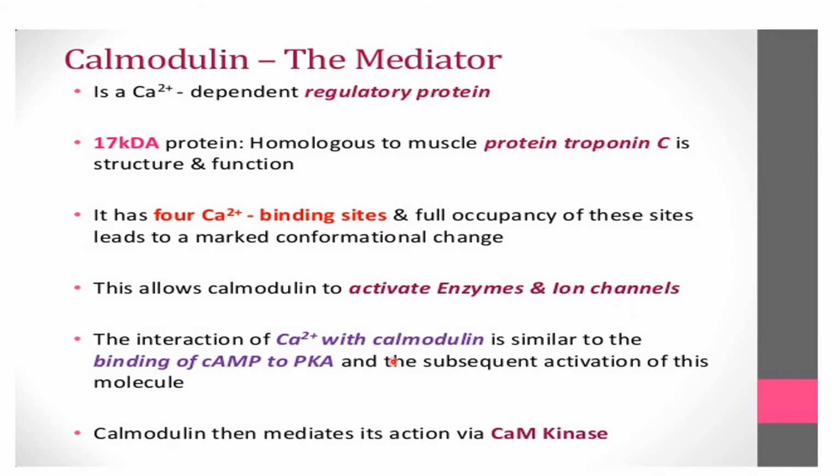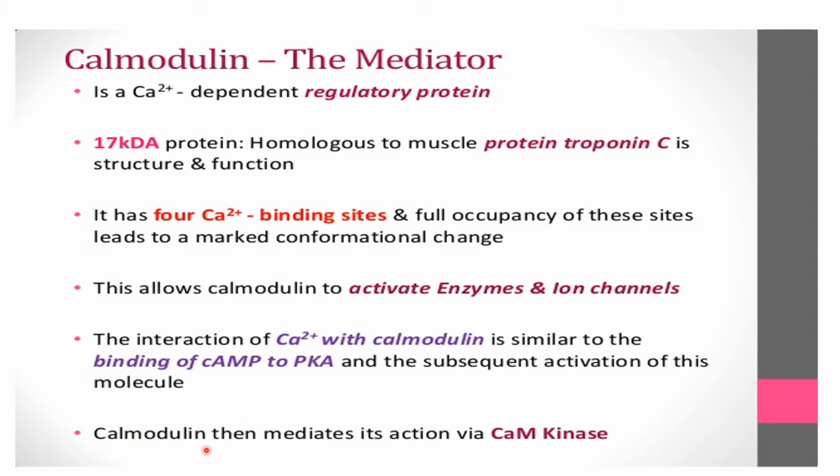The interaction of calcium with calmodulin is similar to the binding of cyclic AMP to protein kinase. In the same signaling as in cyclic AMP, which we had explained, after cyclic AMP production it binds to protein kinase A, and with the 4 binding sites it forms the specific conformational change and then activates further molecules. Likewise, calcium ions bind with calmodulin at 4 places, and they subsequently activate different molecules.